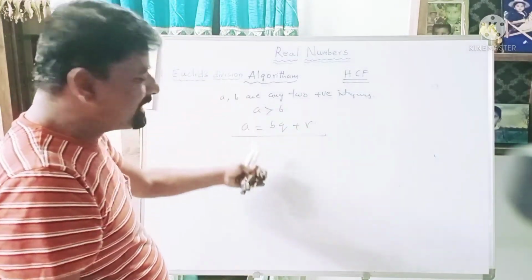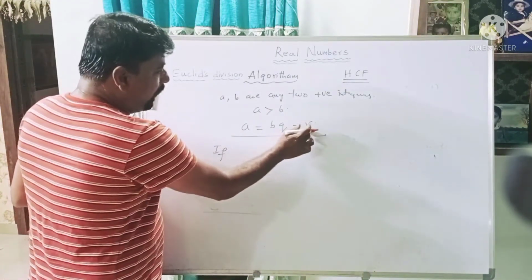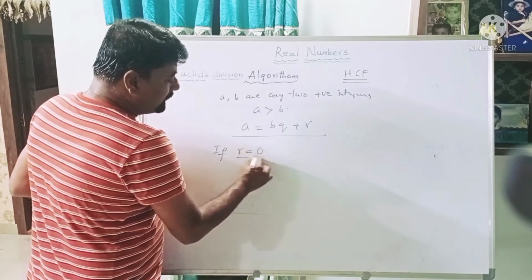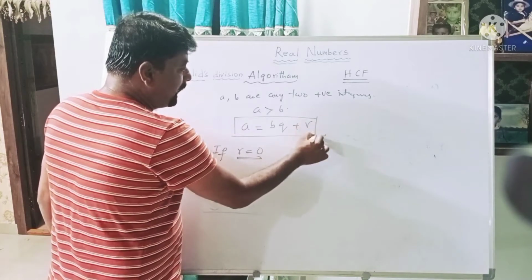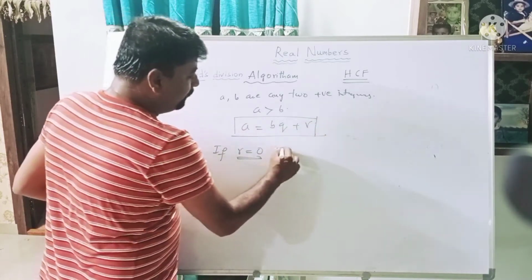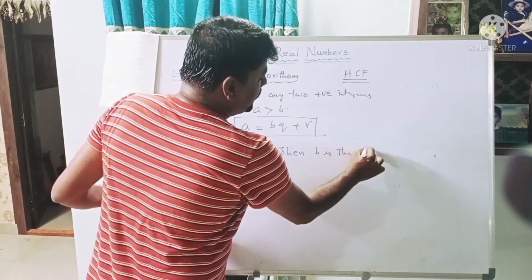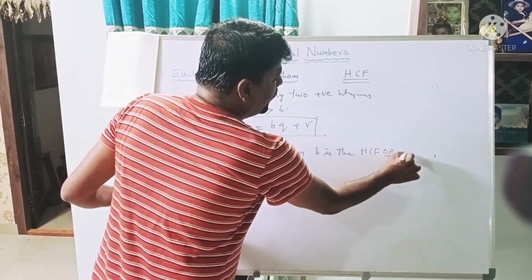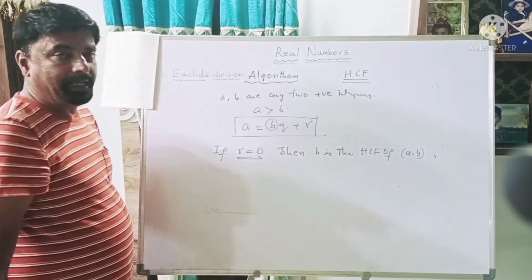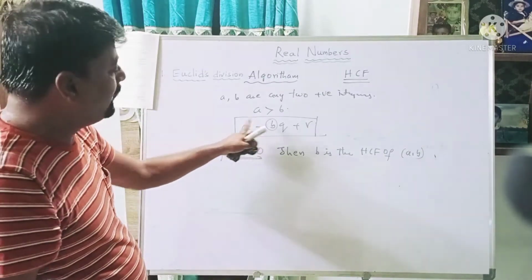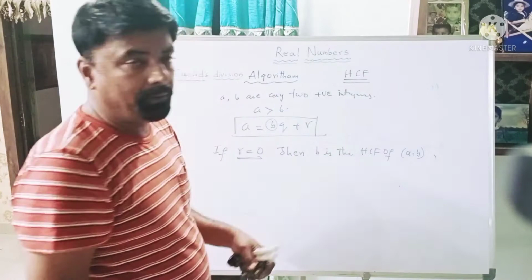Here I want to extend this. If R is equal to 0, be careful, the condition is in this statement: if R is equal to 0, then B is the HCF of A comma B. Then this B value is nothing but the HCF of A comma B. So this is the division algorithm, beta.